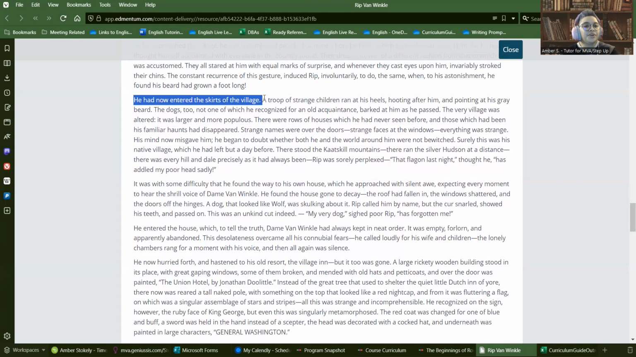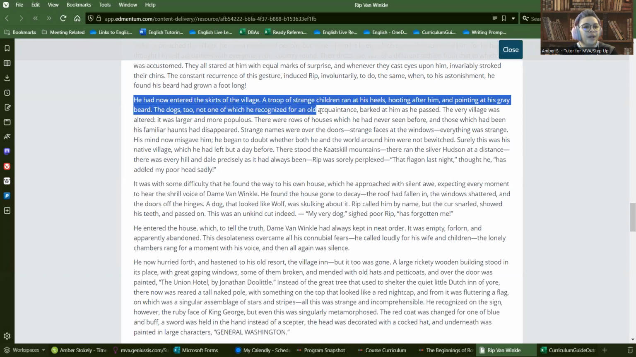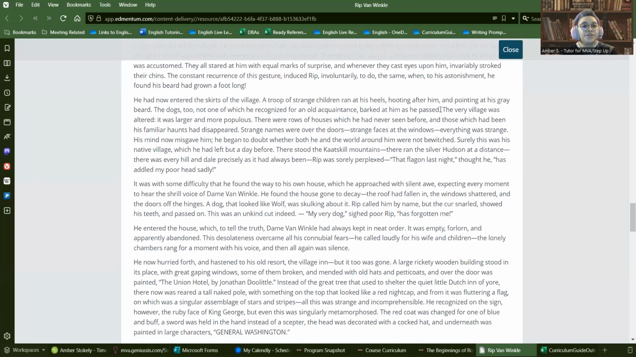He had now entered the skirts of the village. A troop of strange children ran at his heels, hooting after him and pointing to his gray beard. The dogs, too, not one of which he recognized for an old acquaintance, barked at him as he passed. So usually dogs don't bark at him. Usually the children are very nice to him, right? We read about that earlier. So things are very different from how they usually are.